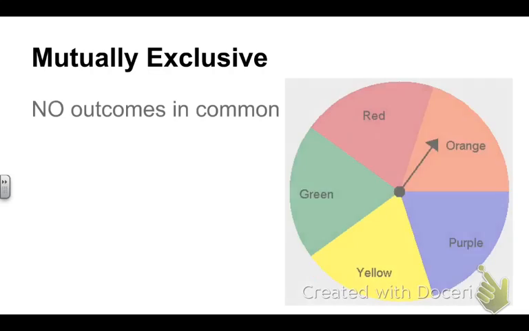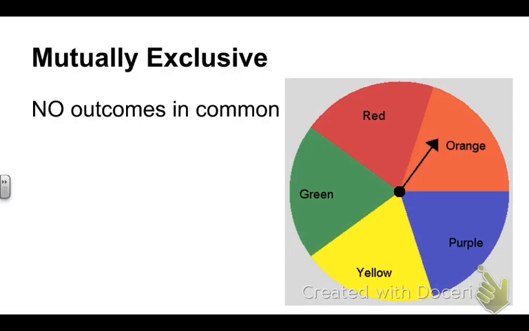So the first one you have is mutually exclusive, where there are no outcomes in common. So one example could be, what's the probability that I'm going to spin a green or an orange? So you take the probability of green, it's 1 out of 5, and you take the probability of orange, 1 out of 5, and you simply add them. I've got 2 chances out of 5 of getting a green or an orange. That is mutually exclusive events.